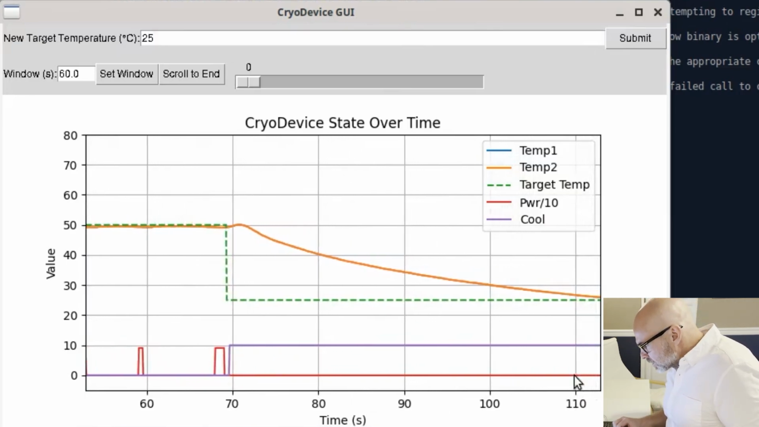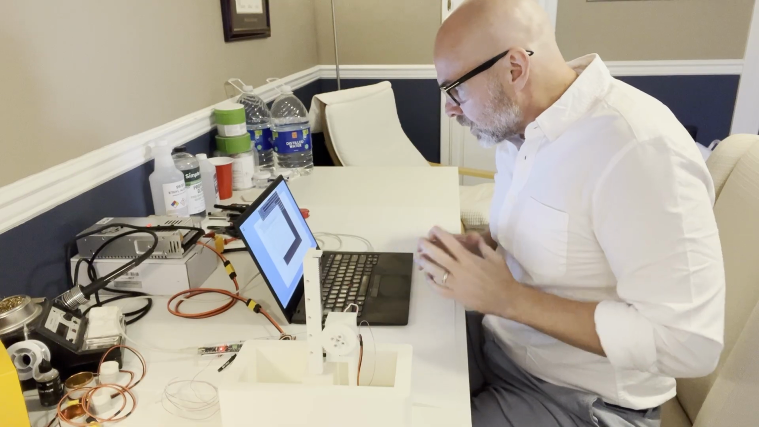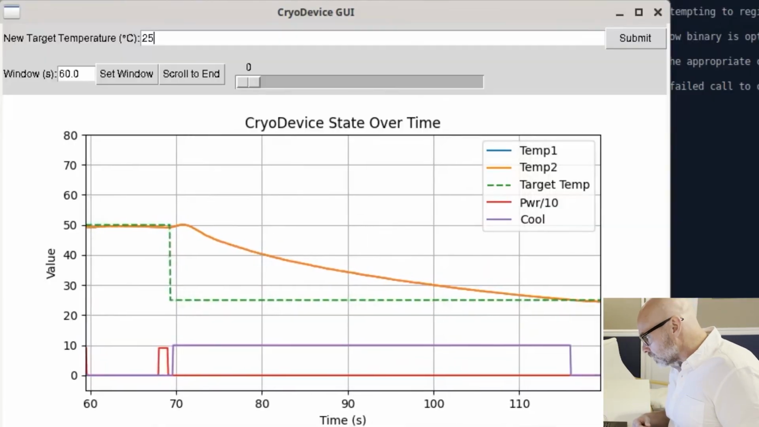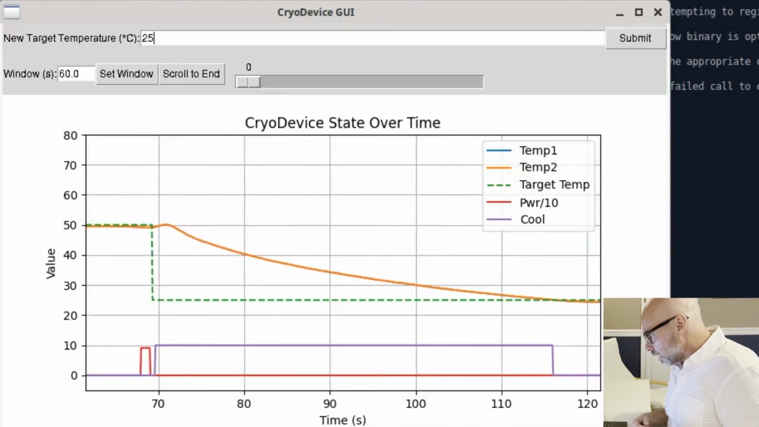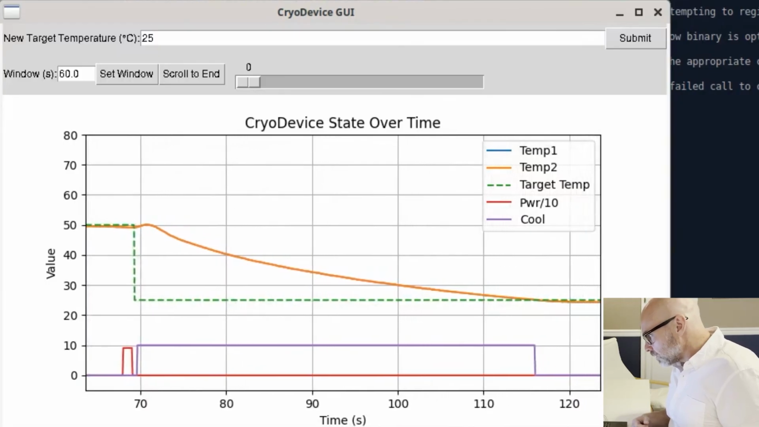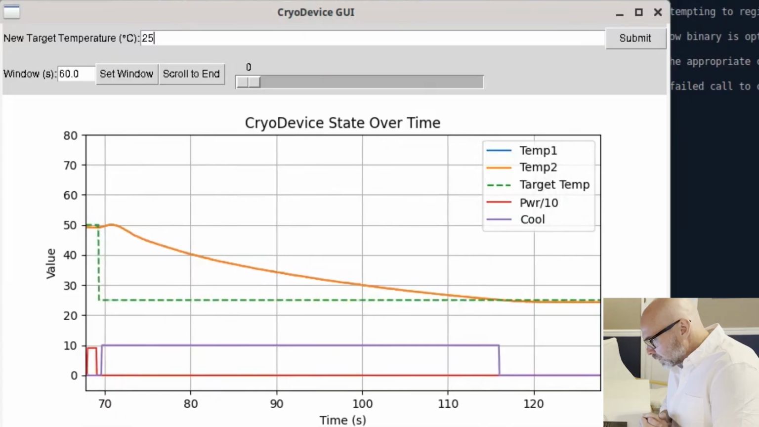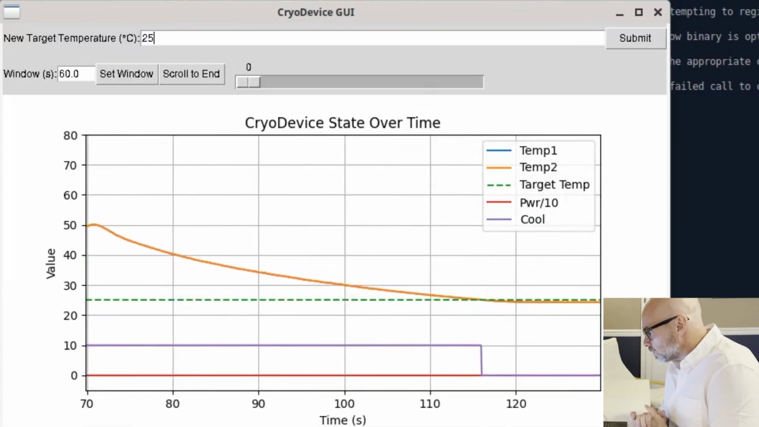But yeah, so as it gets close, it should turn off the cool, which means just raise it up out of the water bath. Yeah, and then it's at 25 degrees, or excuse me, what did we command it to? Yeah, 25 degrees Celsius. All right, so that's it.